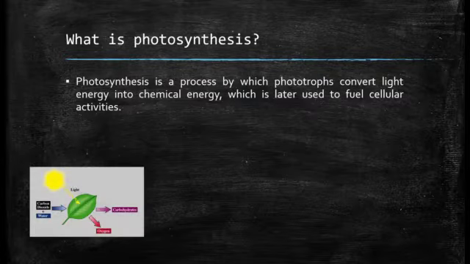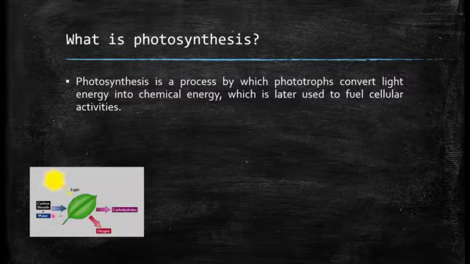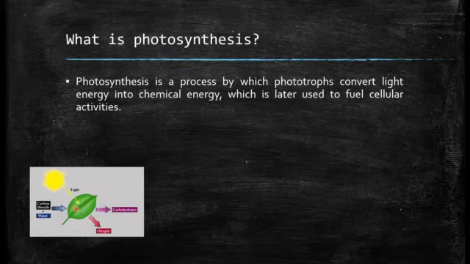As you can see, first of all the light of the sun comes to a leaf, and then carbon dioxide plus water comes to the leaf, then it leaves carbohydrates and oxygen.